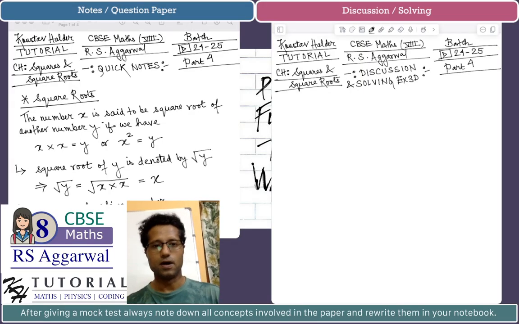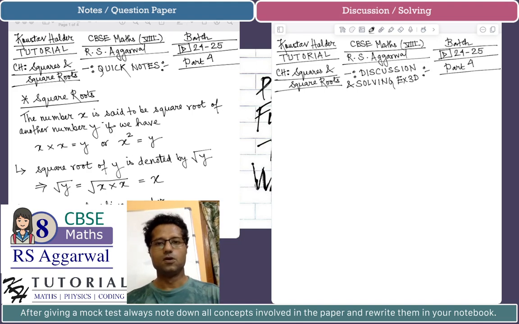Okay, so I have my quick notes on the left hand side about the square roots and the prime factorization method for finding the square root of a number, and on the right hand side I will do all kinds of discussion and solve the problems of exercise 3D. So let me quickly check if you can see my notes and the canvas.